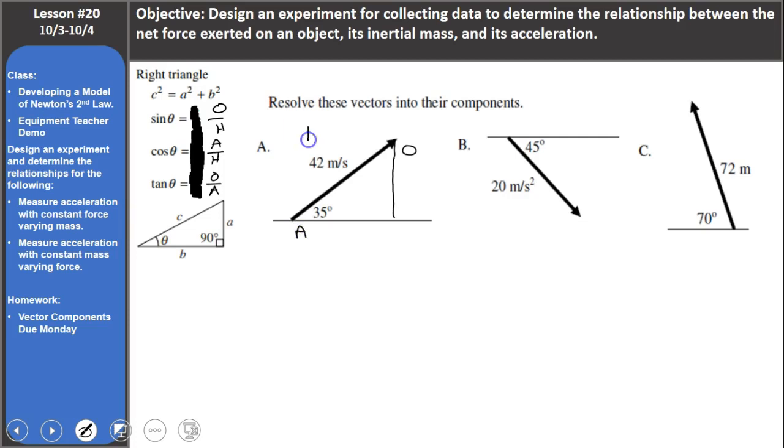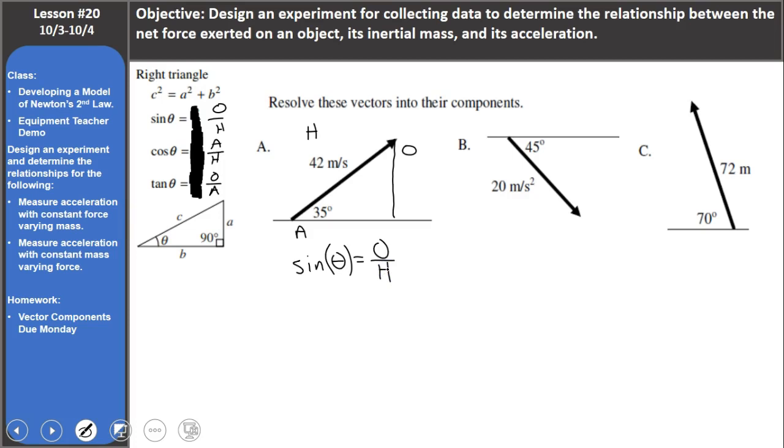Know this is the hypotenuse. So we know that to find the opposite, we're going to use sine. So sine of the angle is equal to opposite over hypotenuse. Now to solve for opposite, what do we multiply both sides by?